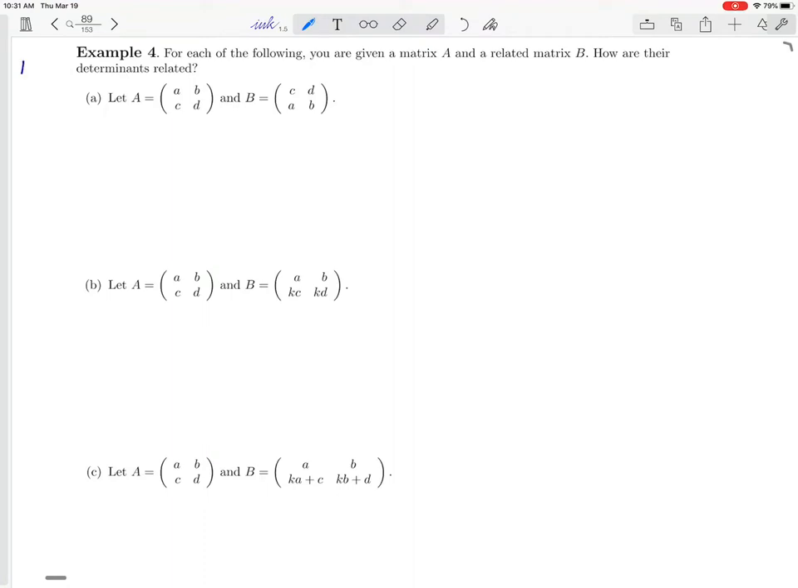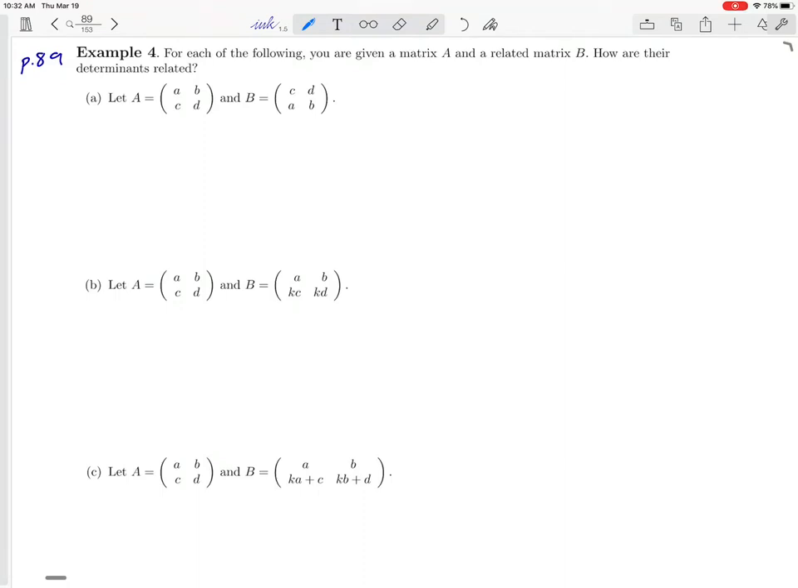Okay, so we are ready to look at example 4. This is on page 89 of the workbook. Okay, and this asks us to do a little bit more work with determinants. In particular, we're looking for patterns, kind of ways that determinants behave if we take a matrix and change it a little bit. Okay, so if we read the instructions together, for each of the following, we're given a matrix A and a related matrix B. How are their determinants related?